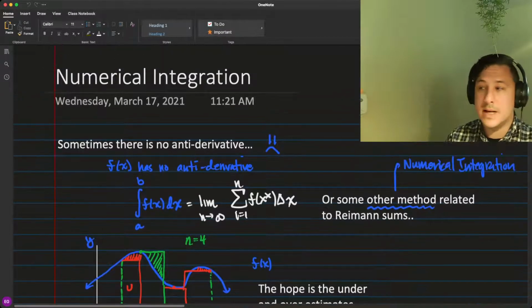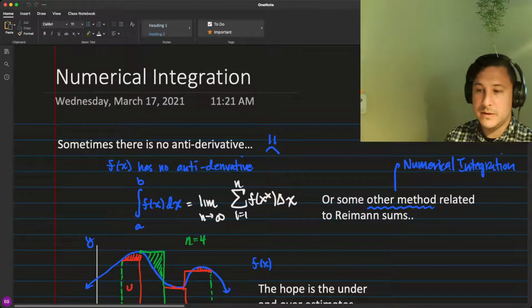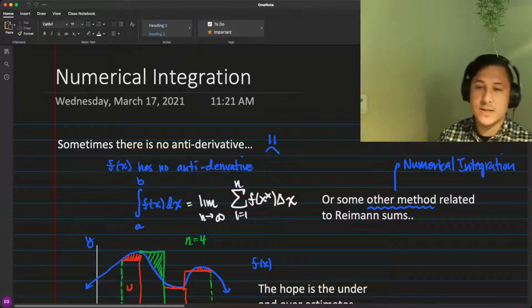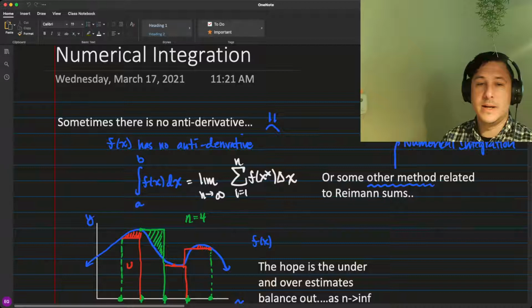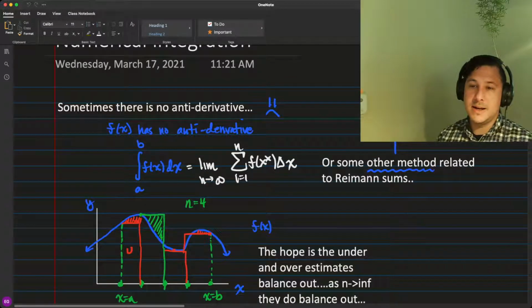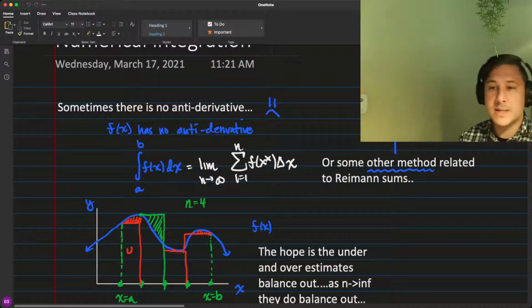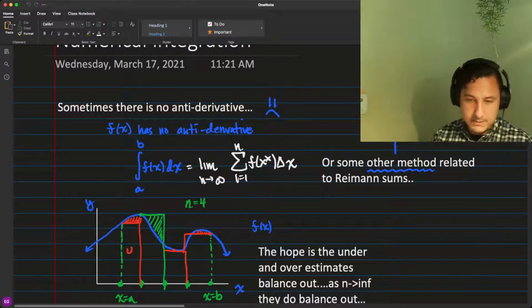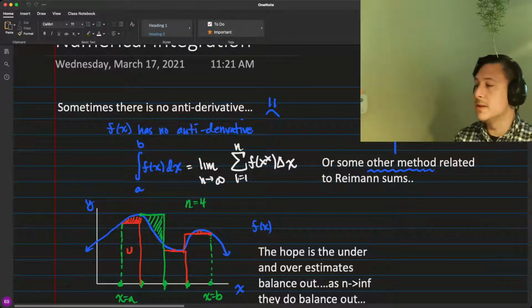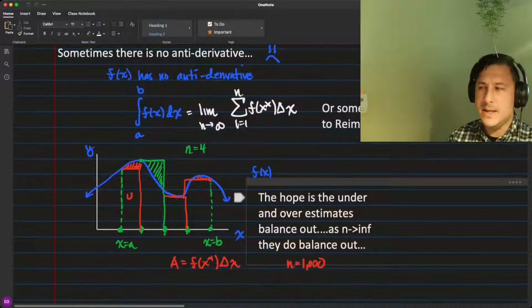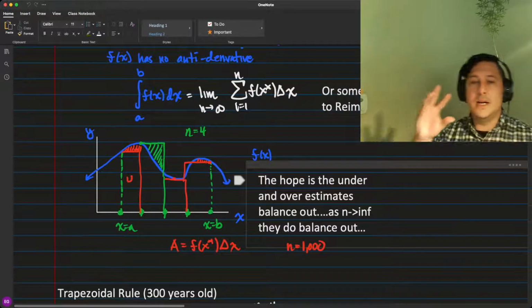Okay, so we were talking about numerical integration. So we talked about how sometimes there is no antiderivative. If there is no antiderivative, then you can't use the fundamental theorem of calculus. So what are you supposed to do then? If you don't have any antiderivative, you're going to have to do the limit of a Riemann sum. What we were discussing last time was what's a better way to do your calculation as opposed to a Riemann sum? And the issue with the Riemann sum is that it over and underestimates.